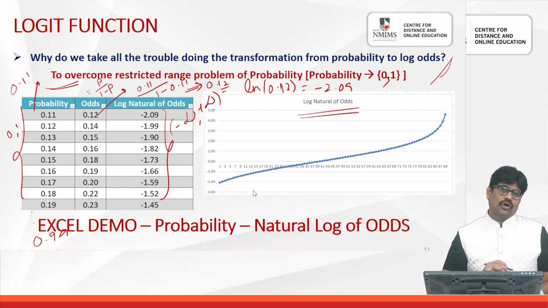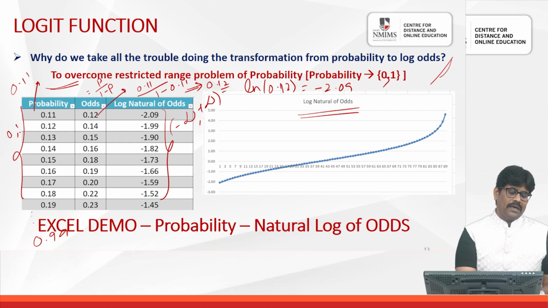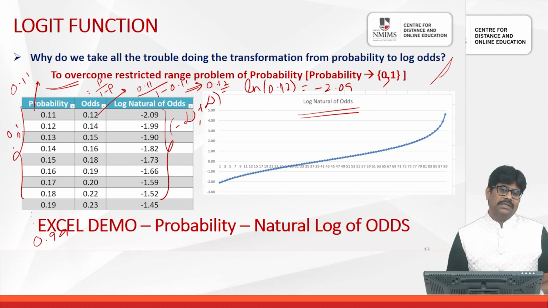So, the natural logarithm of odds can go anywhere between minus infinity to plus infinity, but at the end of it, the probability value for that respective natural log of odds can never go beyond 0 to 1, right. So, the restricted range of 0 to 1 for probability I am overcoming by transforming to the natural logarithm of odds, right. You can try it in Excel, you will get something like this. So, this is the problem that the logit transformation is fixing, overcoming the restricted range of probability.